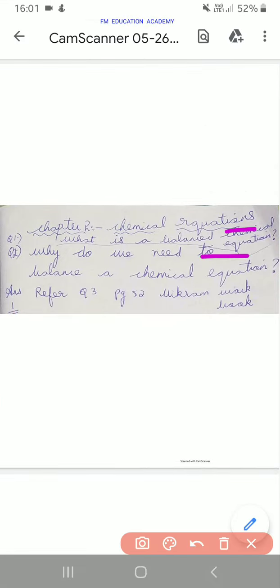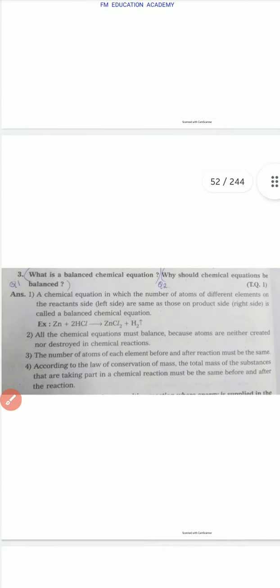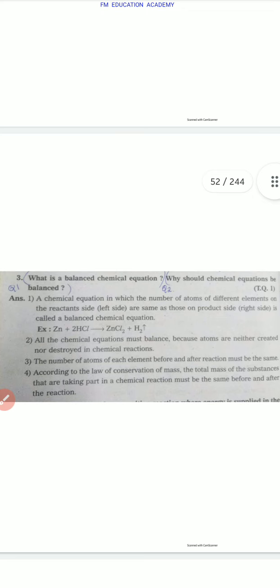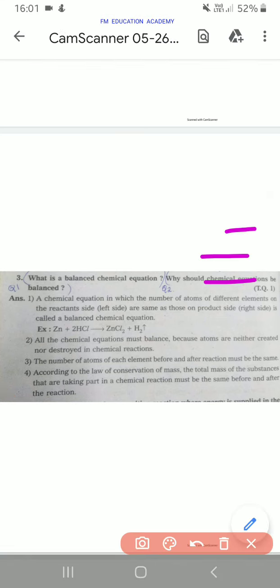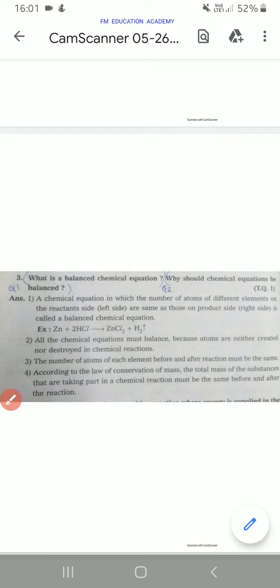Next, chapter 2, chemical equations. The first question can be asked: what is a balanced equation, or why do we need a balanced equation? We have this answer, you can go through it. A chemical equation in which the number of atoms of different elements on the reactants' left side are the same as that on the product side is called a balanced equation. Write all these points.